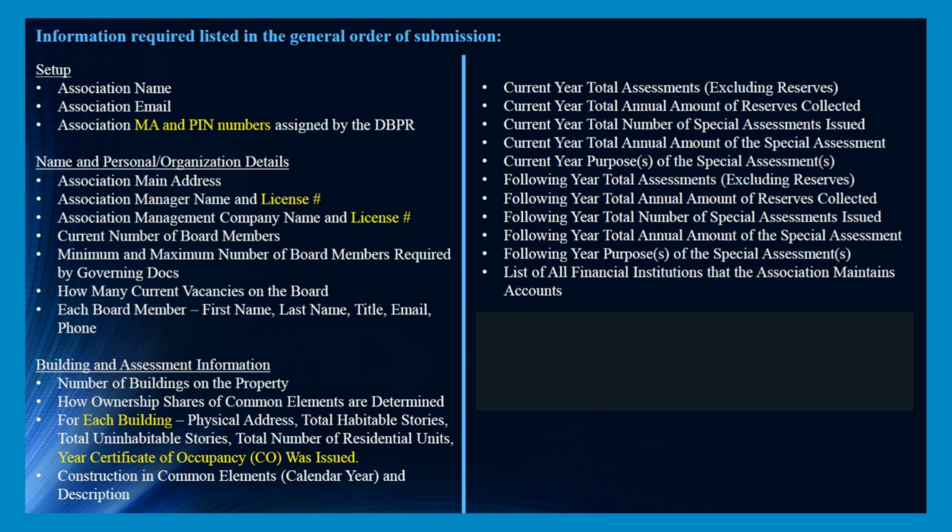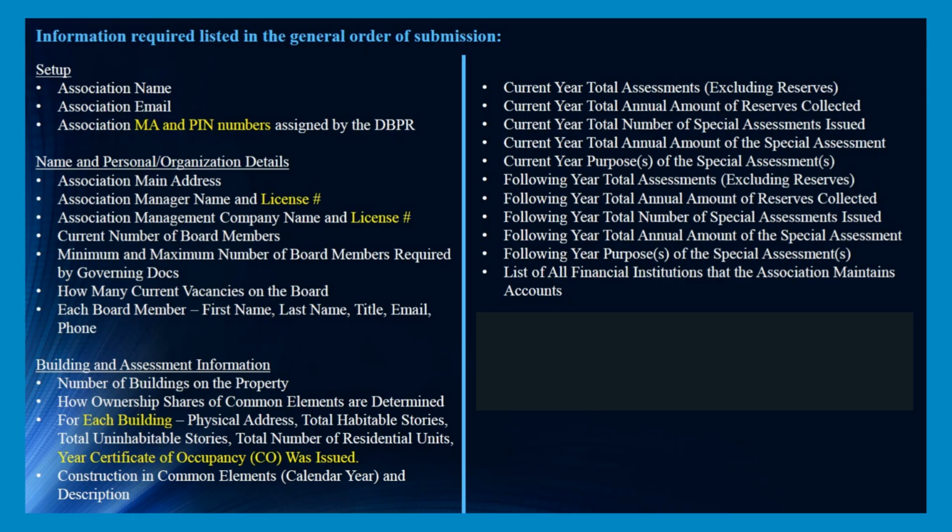For each building: physical address, total habitable stories, total uninhabitable stories, total number of residential units, year certificate of occupancy was issued, construction in common elements and description.